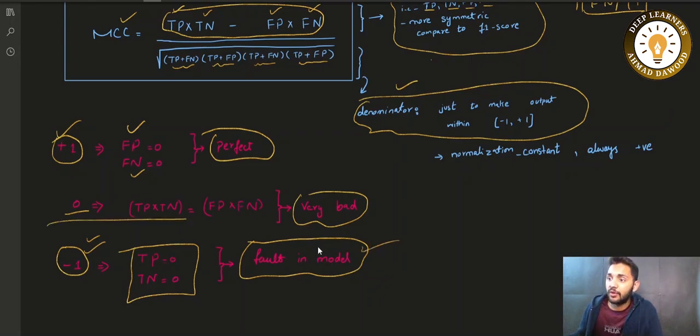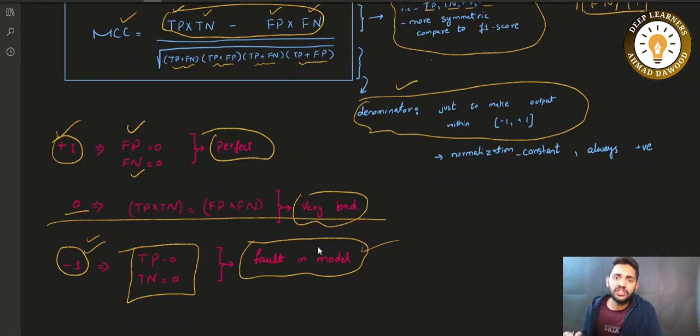But when you have a 0 value, or more than 0 towards the positive one, then it measures how much positive relation there is between your actual values and the prediction values. In this way you can also check the model performance. Okay, we have discussed that.